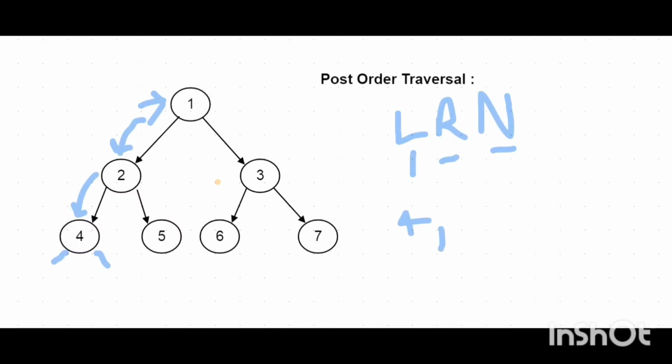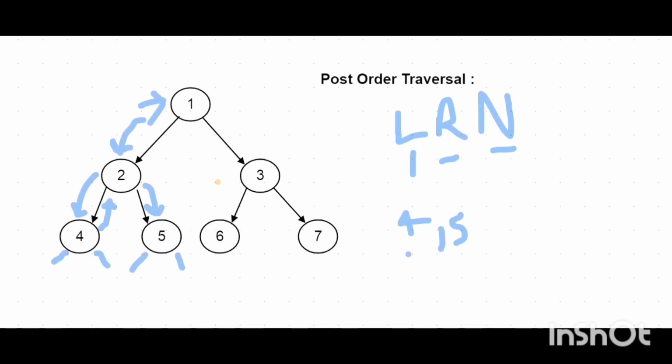For node 2, we have visited the left side. Now we check the right side of node 2. We have a right child for node 2, node 5. And for node 5, we will be checking, do we have a left side? We don't have any left side. Do we have a right side? We don't have a right side. Now we are ready to visit node 5. Once we have visited node 5, we move back to node 2.